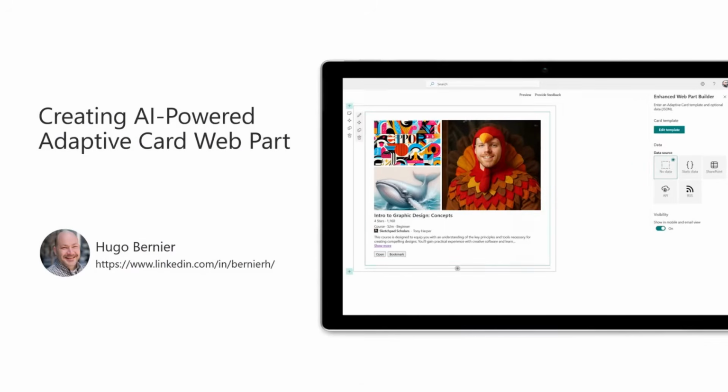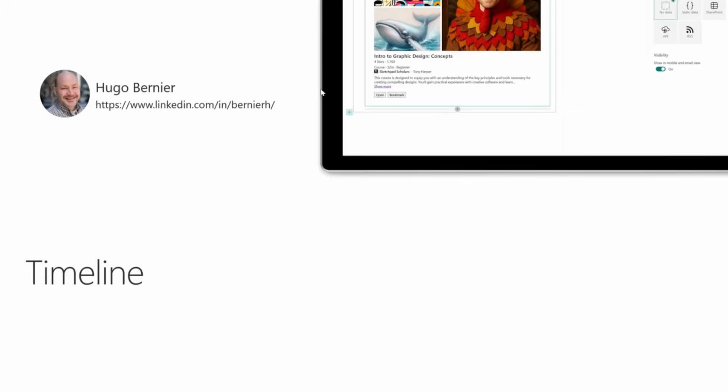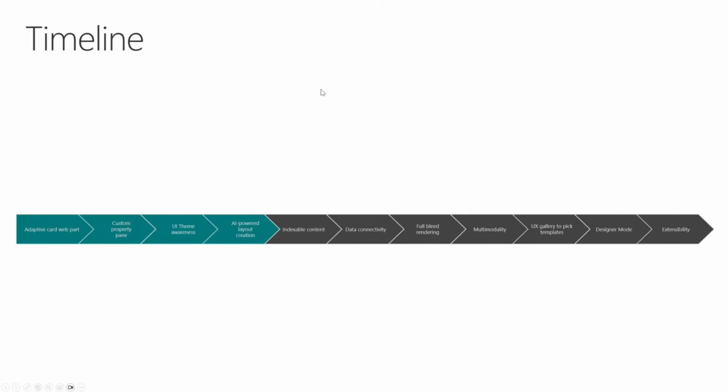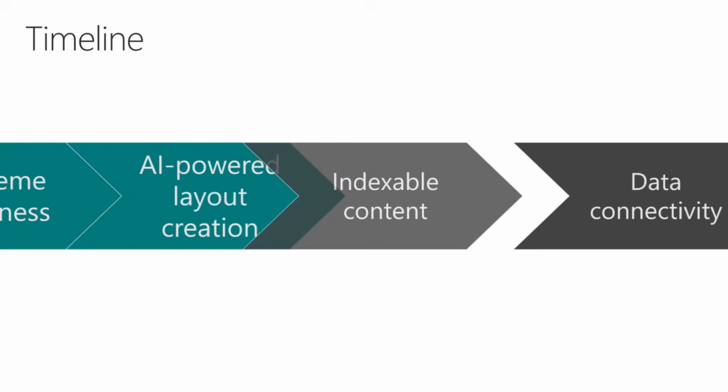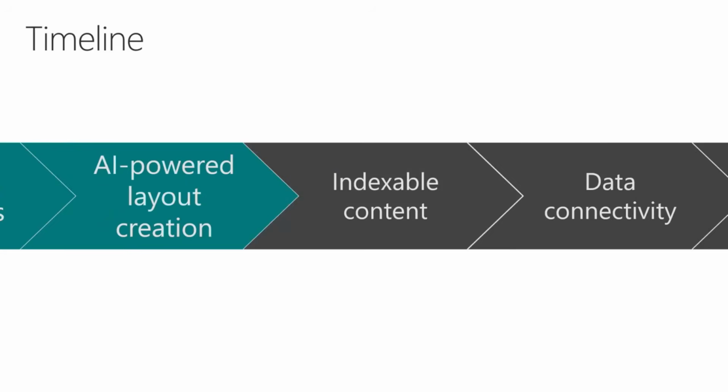My name is Hugo, and today I'm going to be talking about part of a long series about creating an AI-powered adaptive card web part. Let's get started. All right, so far we've talked about how to build the custom property pane, how to make your web part theme aware, how to create an AI-powered layout creation, fancy animation. But now we're going to talk about indexable content.